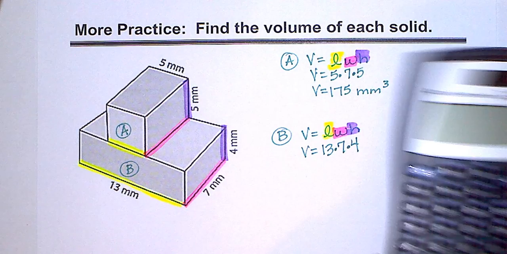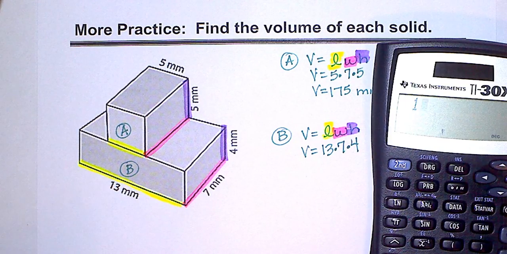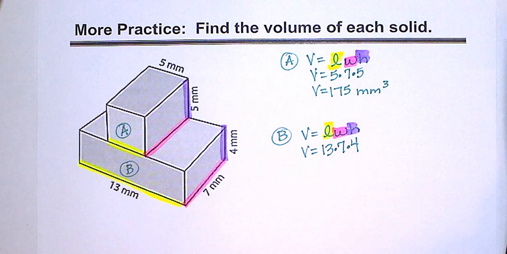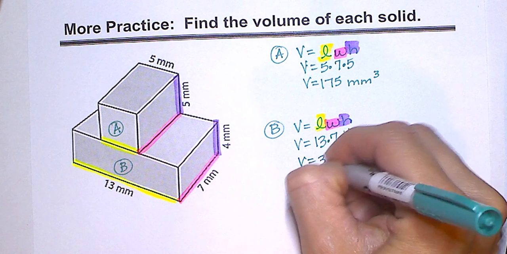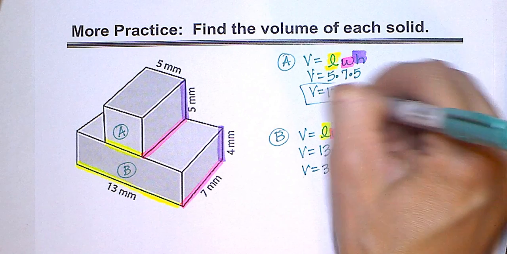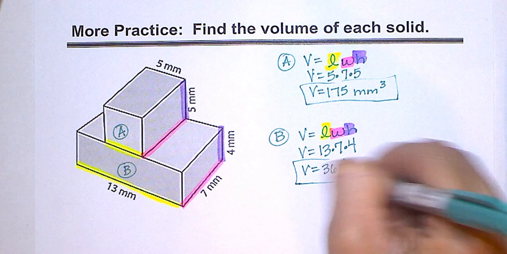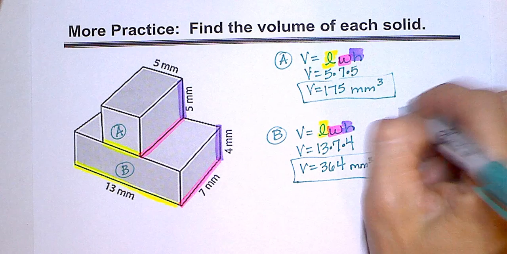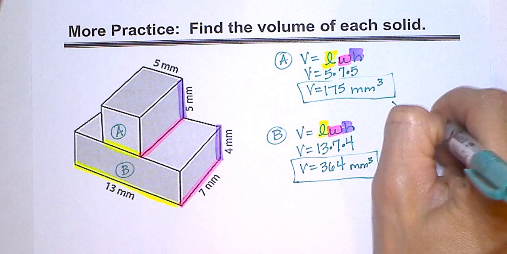So let's type that into our calculator. 13 times 7 times 4, and that volume is 364. Now, to find the total volume, we want to add this one plus this one. I need to put my label in. Oops. So we're going to add for the total volume.